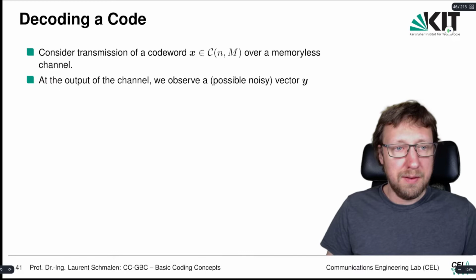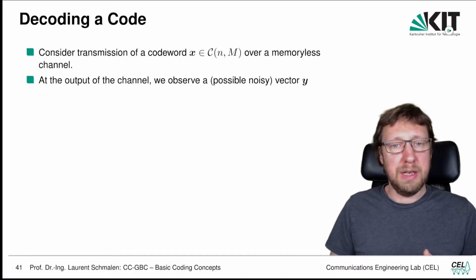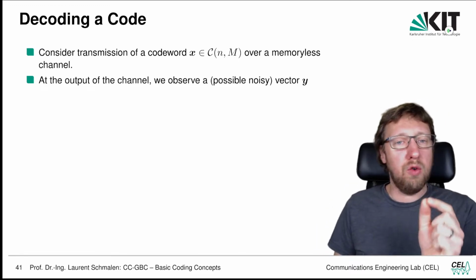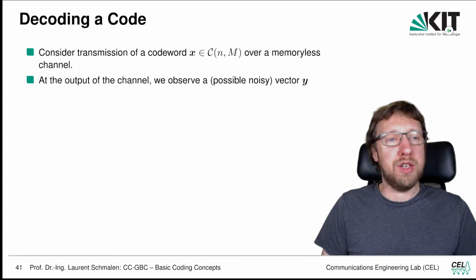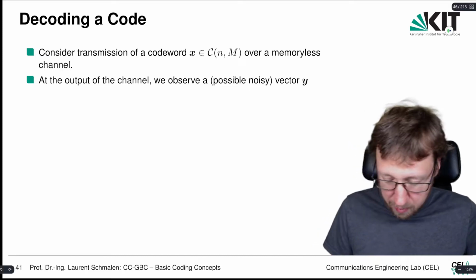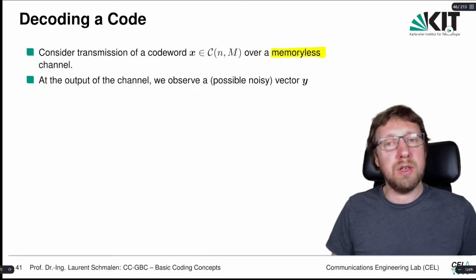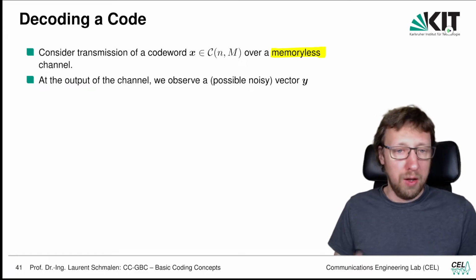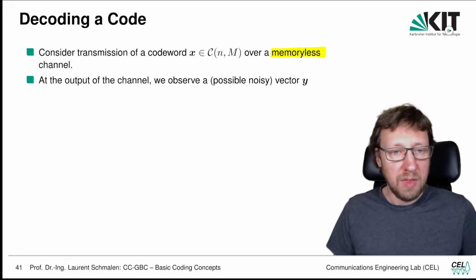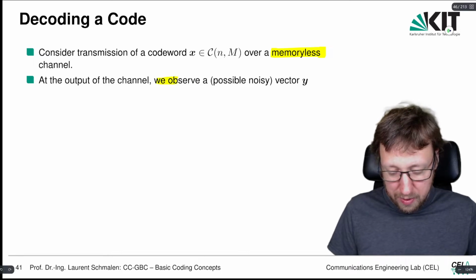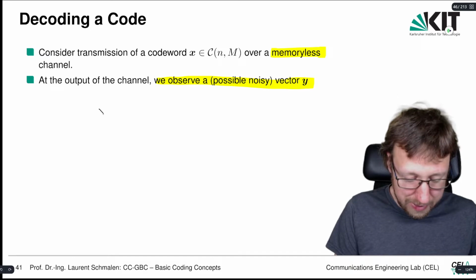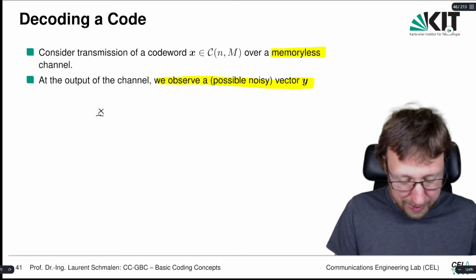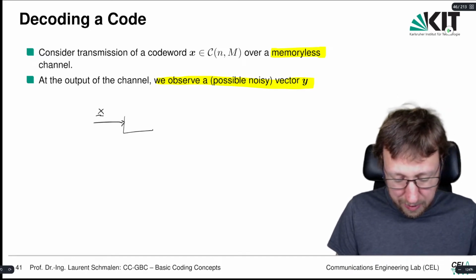So we start with the transmission of a code word X. We pick a code word X from our code and we transmit X over a memoryless channel. This is important because we will make use of the memorylessness property a lot while deriving the decoder. Then at the output of the channel, we observe a noisy vector Y. So we have the following situation. We transmit a vector X over the channel.